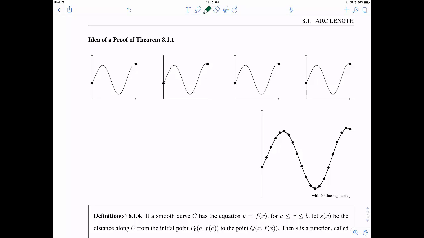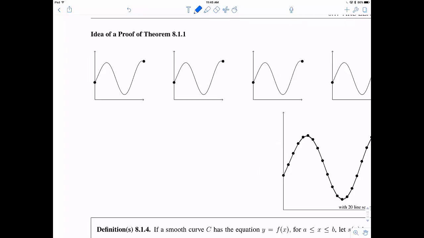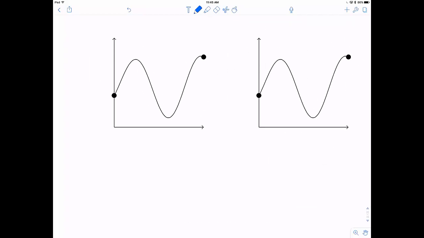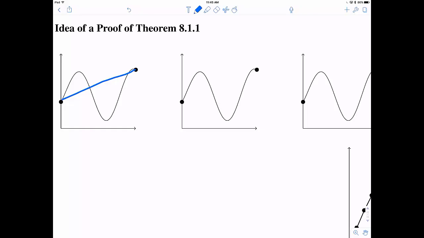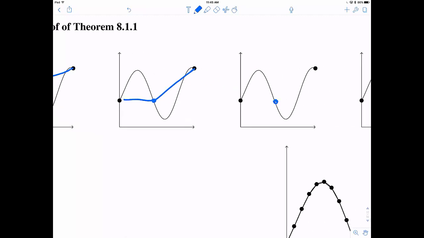Okay, so let's talk a little bit about the idea behind why this formula works. I've sketched the same curve, and I want to go over an idea: finding the distance between 2 points. This right here would be a pretty bad estimate for the length of this curve, but it's a start. We could add a second interval, take these 2 distances and add them together, and this would be a little bit better.